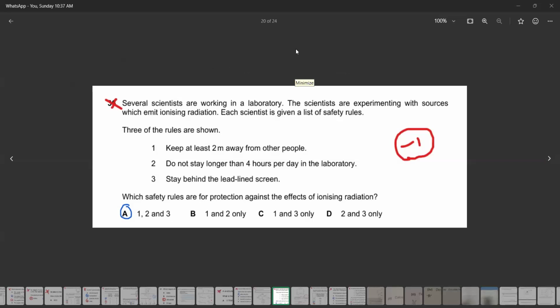We don't need social distancing here. When you are using a radioactive source, use forceps. Instead of saying keep 2 meters away from other people, it's not about the distance; it's about using forceps to hold the source. Exposure time should be minimized and you should use a lead-lined screen. So in that case, D.